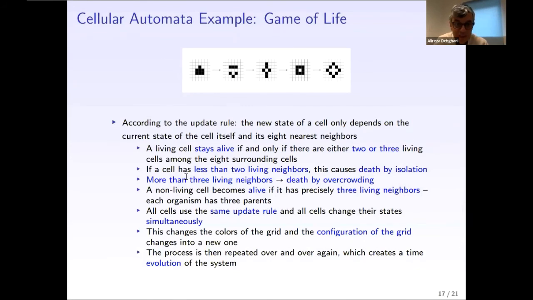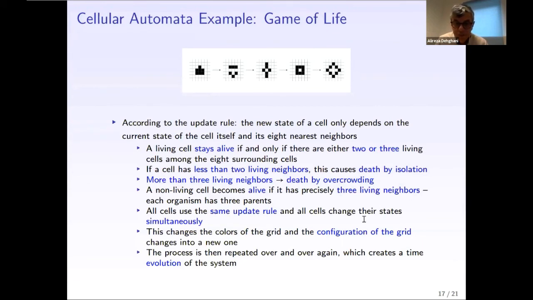If a cell has less than 2 living neighbors, death by isolation will happen. More than 3 living neighbors, then death by overcrowding. So if I have more than 3 alive neighbors, I will die. If I have less than 2 alive neighbors, again I will die, okay? A non-living cell becomes alive if it has exactly 3 living neighbors, okay?